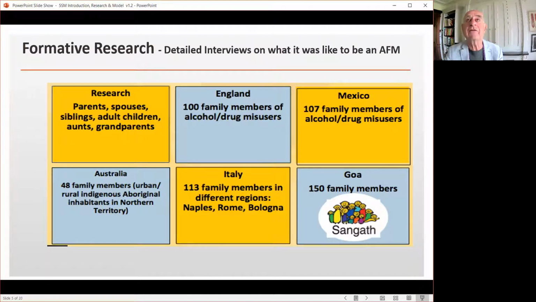In Italy, we did the same work with 113 family members in different regions, in the north of Italy in Bologna, in the center of Italy in Rome, and in the south of Italy in Naples. In Goa, we recruited 150 family members and asked them very similar detailed questions. So a lot of research looking at people all over the world and asking them what it was like to live with someone with an alcohol or drug or gambling problem.